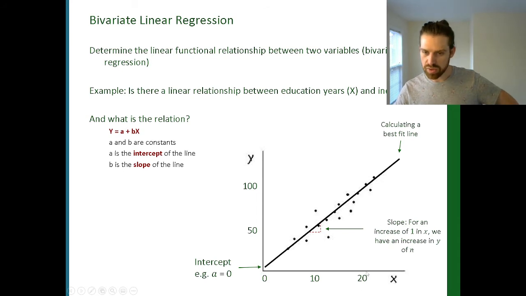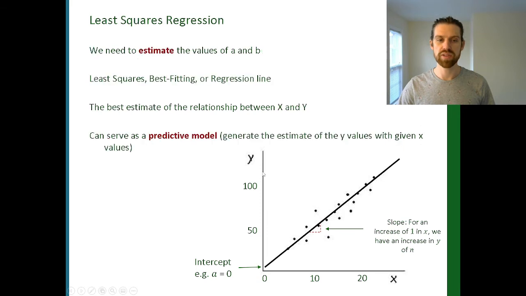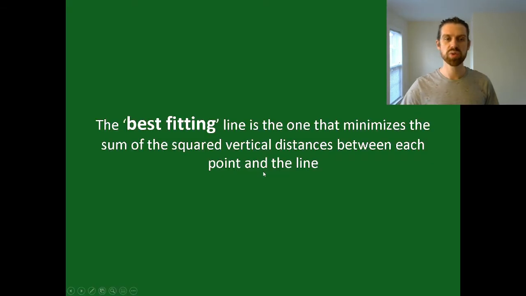So let's say that we have someone who has 25 years of education here. We would be able to follow that across to a point on the y-axis and make a prediction about the expected income level if someone had that number of years of education. Okay, so it's a very, very strong tool.